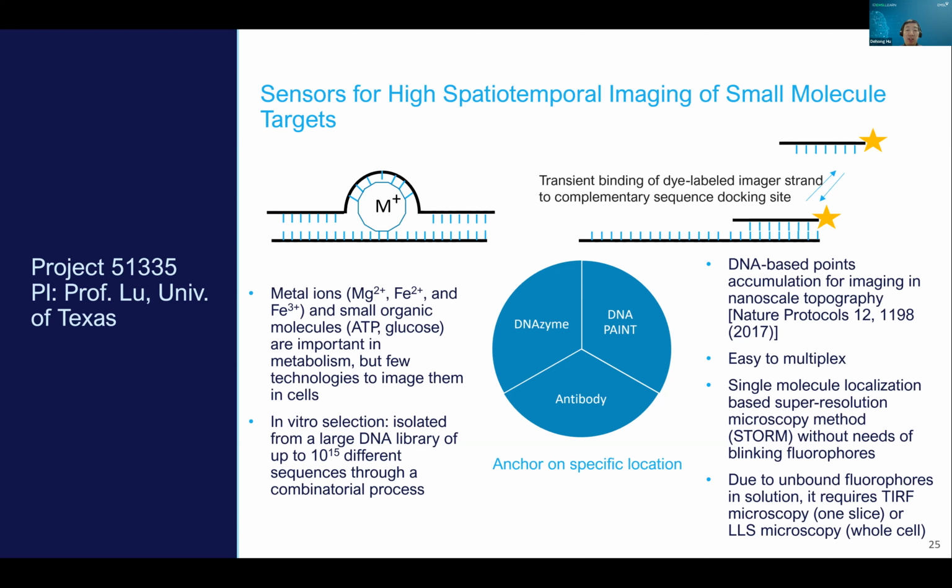Other people use TIRF microscopy, basically total internal reflection, imaging only one slice at the glass surface. But here we will use the lattice light sheet to image the whole cell. The third part of the sensor is an antibody. This can anchor at a specific location in the cell, so we can report the small molecule concentration at that specific location. For demonstration purposes, here we just use a microtubule antibody, so the location is a microtubule.